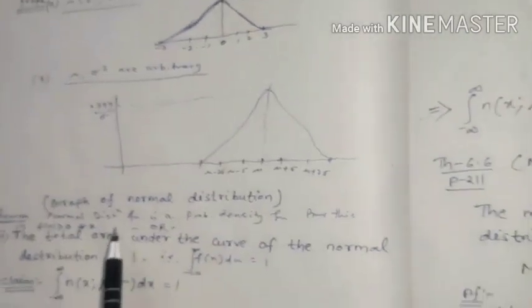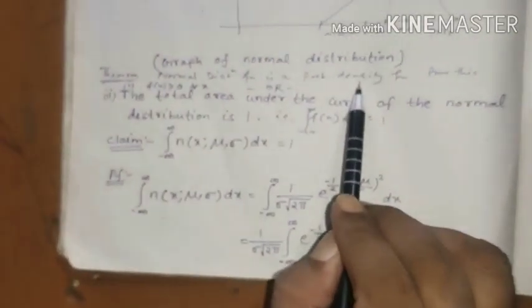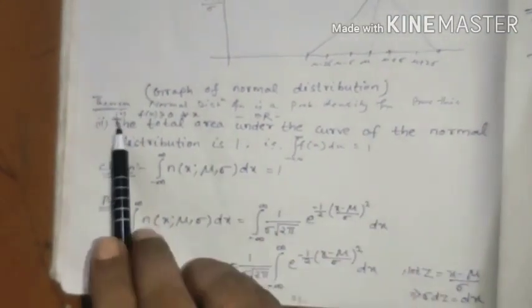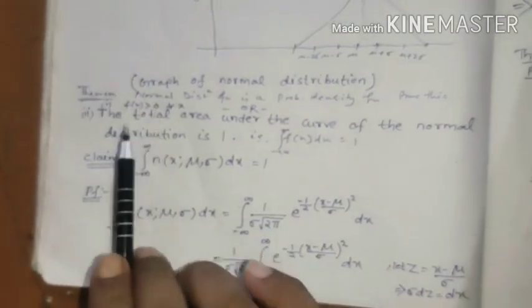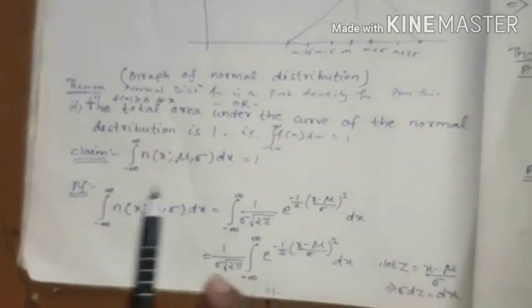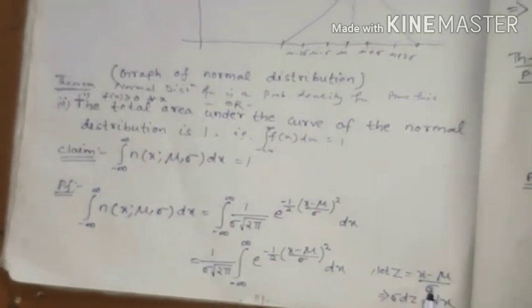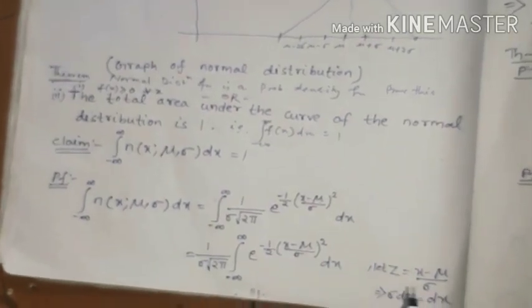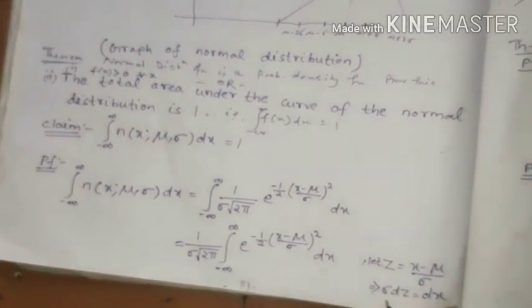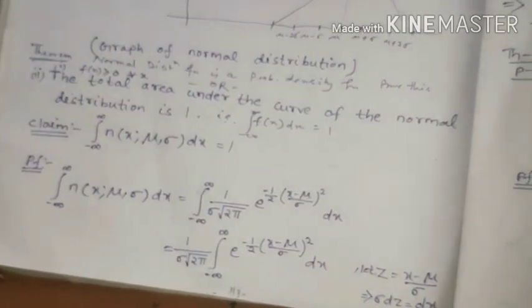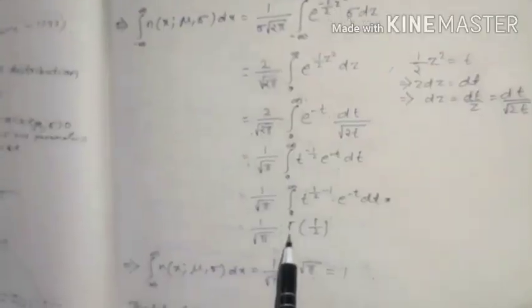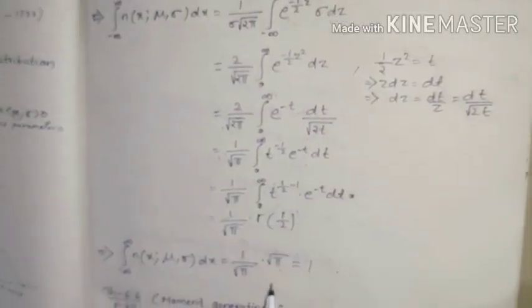Normal distribution is a probability density function, and that means you have to prove that f of x is greater than 0 and the total integral must be 1. So you have to prove the integration equals 1: put the formula, and after that take z equals x minus mu by sigma, so sigma dz equals dx. After that the root over pi, so that equals 1.